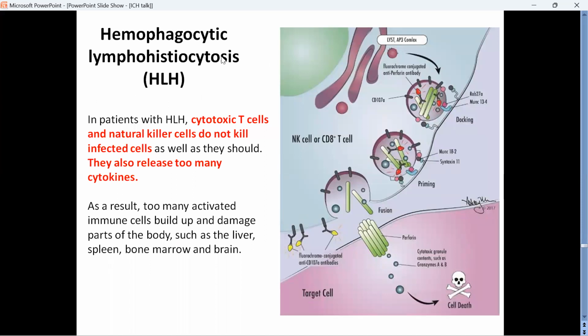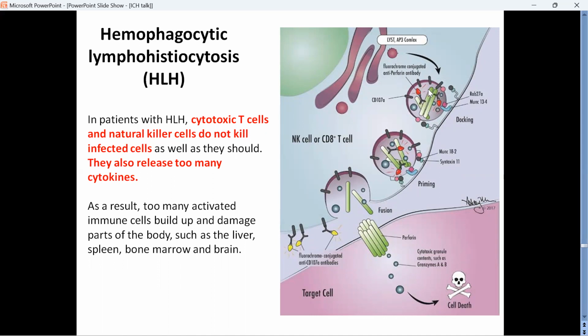If you see the pathogenesis of HLH, the cytotoxic T cells and the natural killer cells do not kill the infected cells. Normally, after a viral infection, the cytotoxic T cells and natural killer cells will go and kill the infected cells, and they will stop the infection or put it under control. Whereas in HLH, the cytotoxic T cells and the NK cells are qualitatively abnormal because they don't have cytotoxic granules like perforin or granzyme, or they have a problem in releasing these cytotoxic granules, perforin and granzyme, to the target cell.